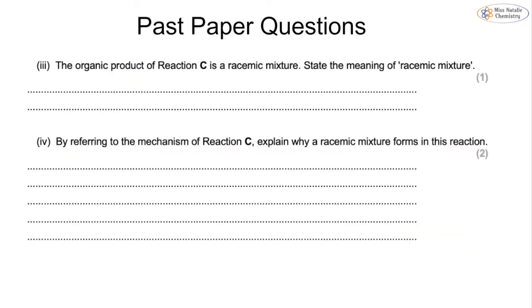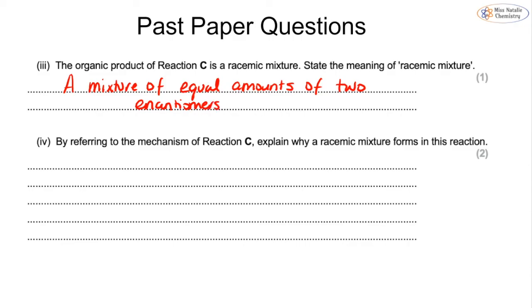And the organic product of this reaction is a racemic mixture. So first of all, we want to state what is a racemic mixture. So this is a mixture of equal amounts. So it's very important, you have to say equal amounts of 2 enantiomers, or 2 optical isomers. Or you can say D or L isomers, they are equimolar, they have a 50-50, something that references equal amounts and that you have 2 enantiomers.